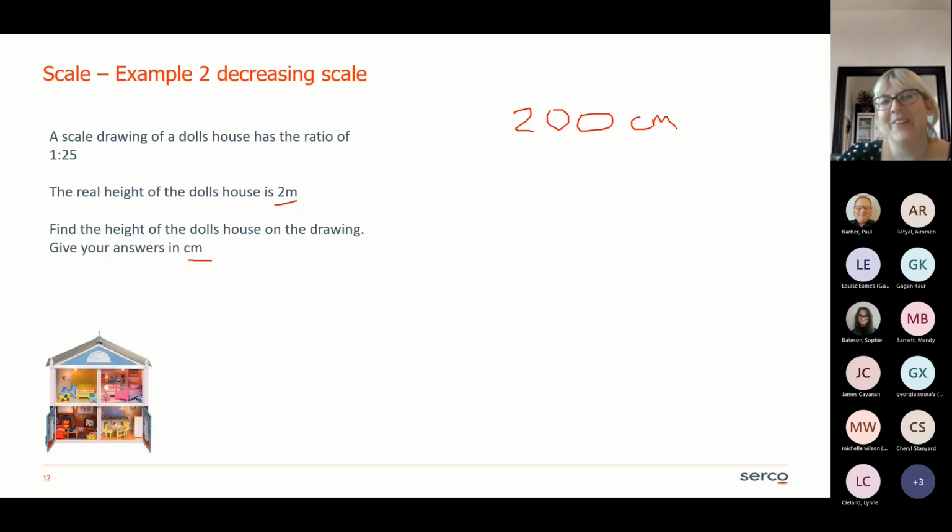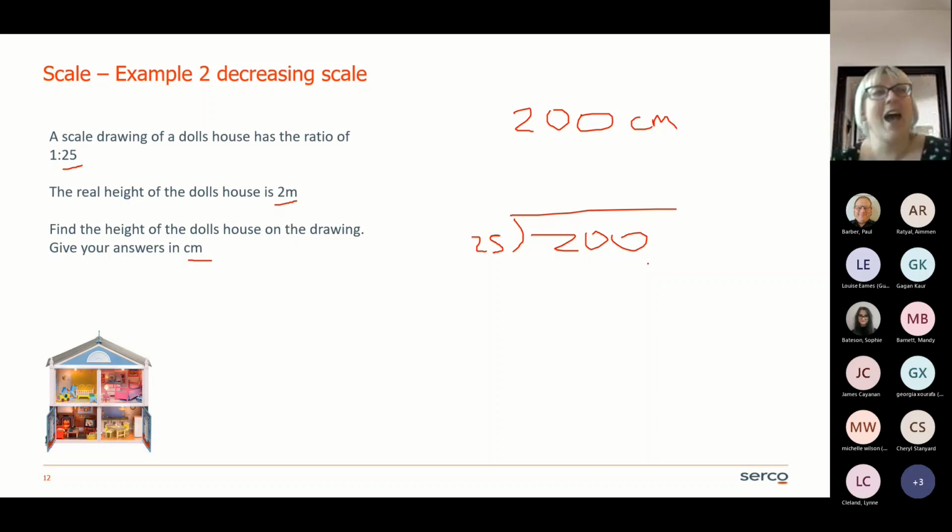My writing's terrible. So you'd have 200 centimeters in place of 2 meters, and then what you would do is divide the 200 centimeters by 25. I'm not going to waste time working this out. So you divide that by 25 by the time I write it out. So 200 divided by 25 would be 8 centimeters. Are we all okay with that answer? And working's out. Yeah.